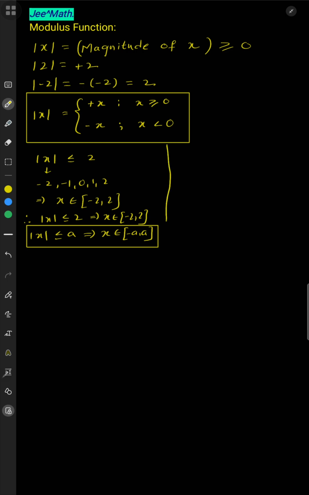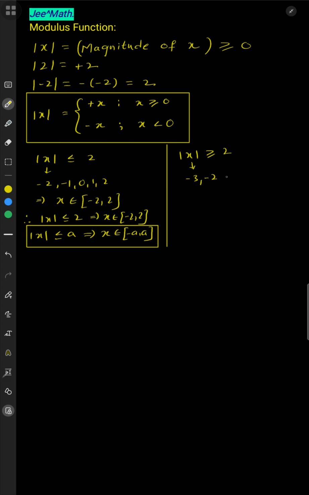Next you see here. Suppose modulus of x is greater than or equal to 2. Then what can x be taken as? Can I take minus 3? Modulus of minus 3 is plus 3 only, which is greater than or equal to 2. Right statement. Next, minus 2. If I take minus 2, modulus of minus 2 is plus 2 only, which is greater than or equal to plus 2.